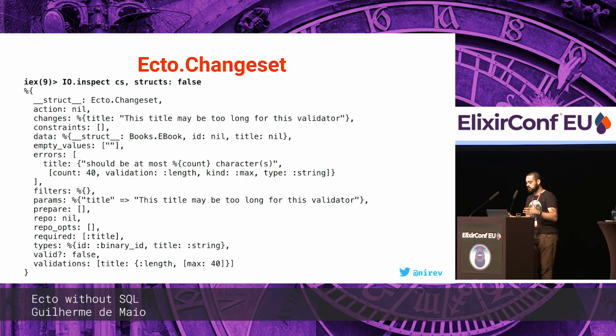But just to show that the changeset is a structure that represents what the schema represents, and to represent your data and the changes to your data. So it has everything that we actually need to then apply those changes and do all those errors, validations, and stuff like that.